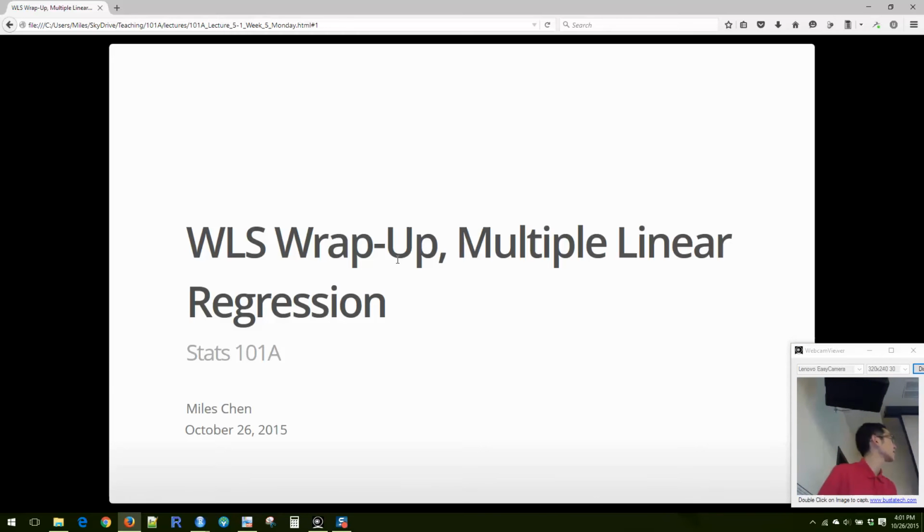All right, we'll get started. Today we'll just wrap up weighted least squares, and then we will introduce multiple linear regression. This is, I think, where things get more exciting.